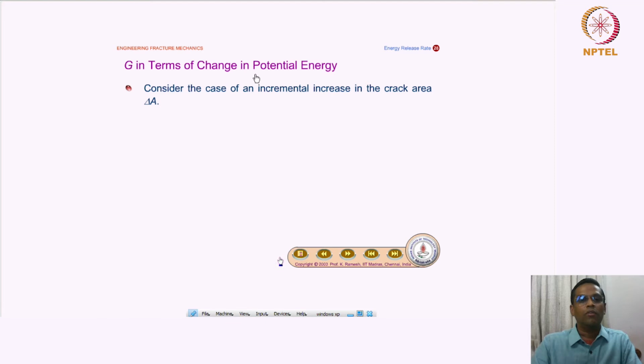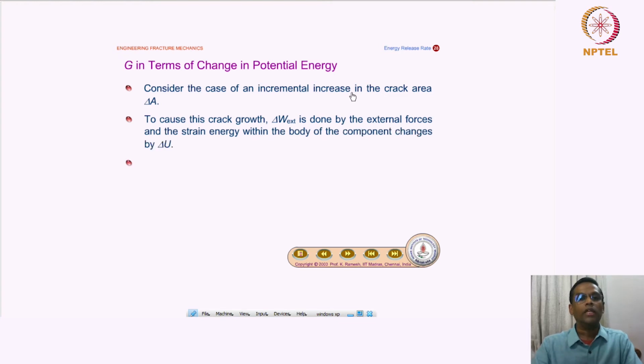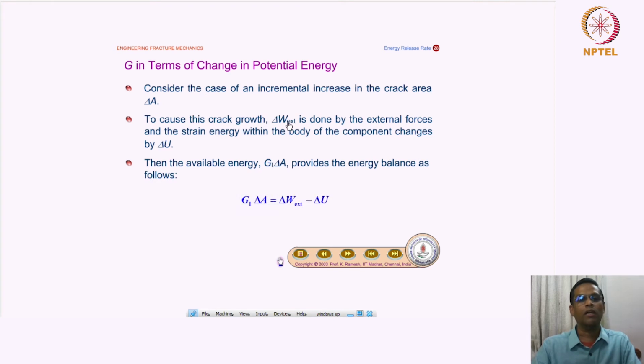G in terms of change in potential energy is another important way of representing G in fracture mechanics, so better to keep a note of that. Consider the case of an incremental increase in the crack area, that is delta A. To cause this crack growth, delta W external is done by the external forces, and the strain energy within the body of the component changes by delta U. Then the available energy G1 times delta A provides the energy balance as follows. So G1 delta A is equal to delta W minus delta U.